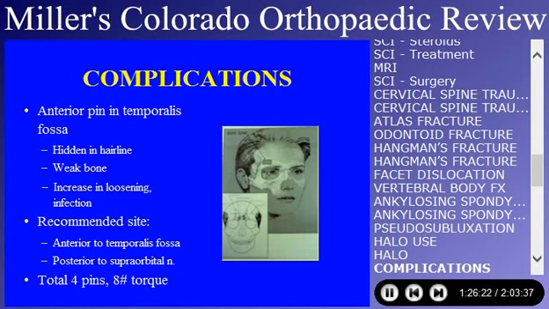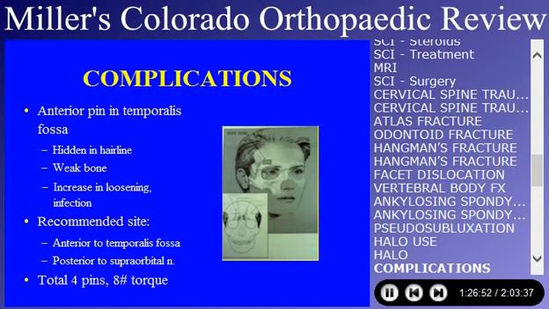The recommended site for anterior pins is anterior to the temporalis fossa, but posterior to the supraorbital nerve. That's where the best bone is, and that's the correct place to put your anterior halo pins. The problem is it leaves ugly scars. It leaves ugly scars, but that's just the way it is. You didn't give the patient their unstable cervical spine, hopefully. You need to do what's best for the patient now, and if they have scars, they can always be revised afterwards.